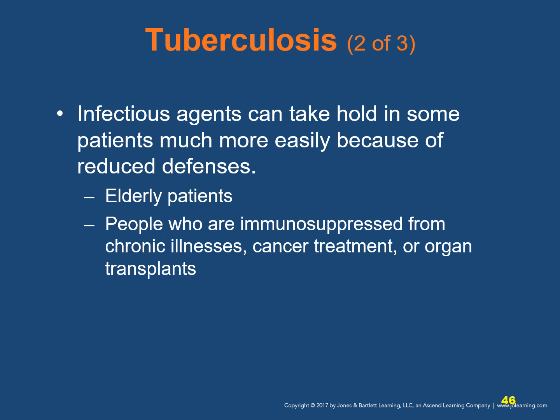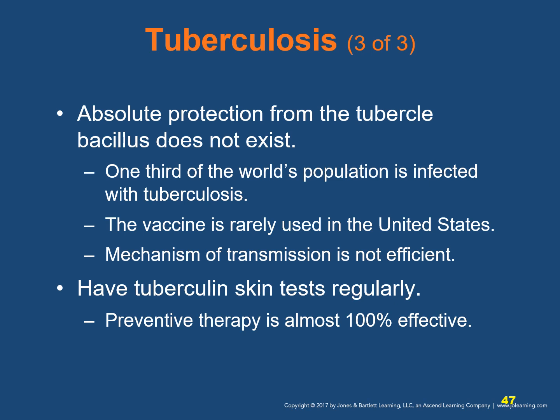Infectious agents can take hold in some patients much more easily because of reduced defenses. Such patients include elderly patients and people who are immunosuppressed from chronic illness, cancer treatment, or organ transplants. Absolute protection from infection with the tuberculous bacillus does not exist. According to the Centers for Disease Control and Prevention, one third of the world's population is infected with tuberculosis. The vaccine for tuberculosis, called BCG, is only rarely used in the United States. The mechanism of transmission is not very effective.